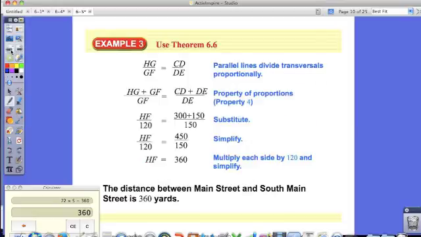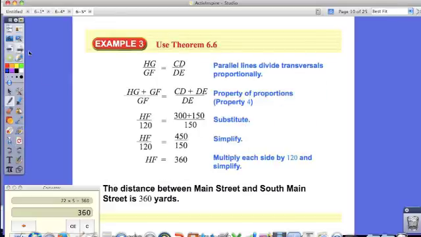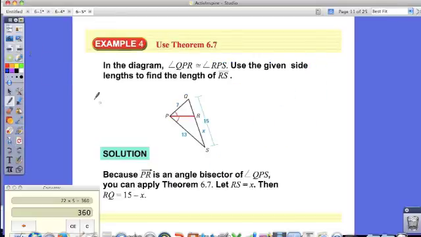They wanted the difference between Main Street and South Main Street. So this is 240, right? 120 plus 240 is 360. We could also use theorem 6.7.